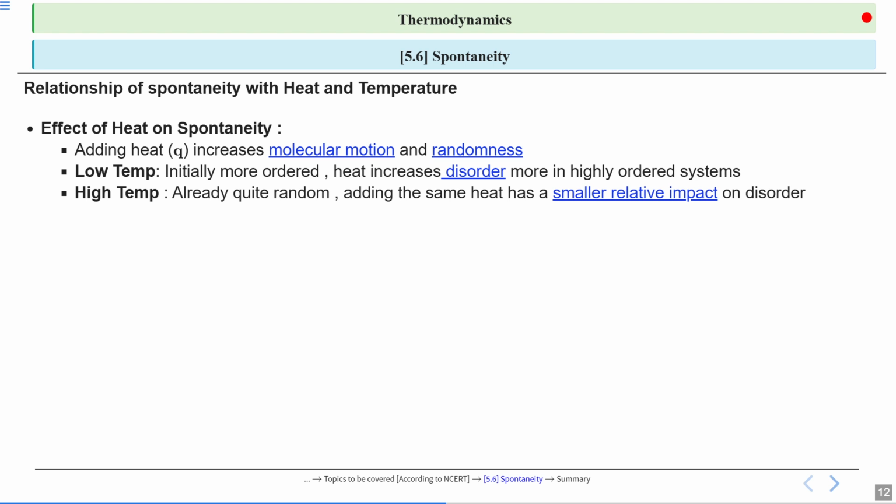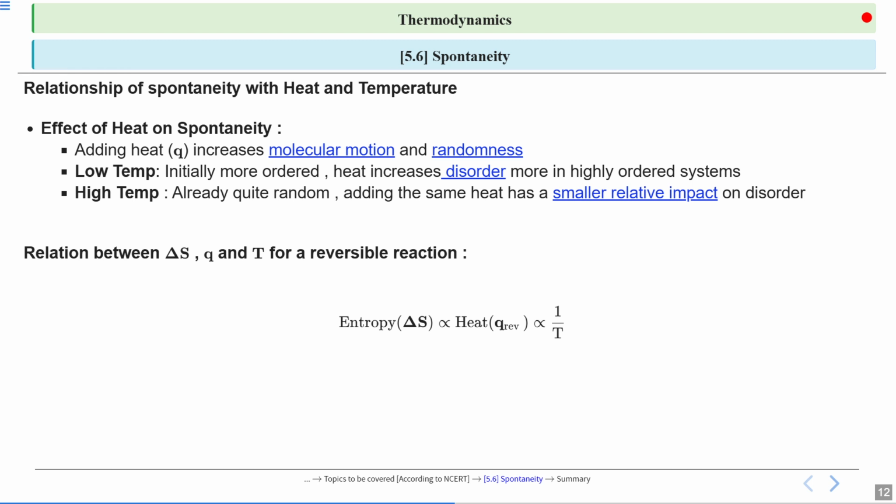You have to supply more and more temperature. So that takes time. So you have to supply more and more energy to increase its randomness because it is at a higher temperature. Therefore, we can conclude from here that low temperature is good for increasing the randomness and more amount of heat is good for increasing the randomness. Therefore, we can say for the relation between entropy, heat and temperature, that your entropy change is directly proportional to the heat supplied, and that also at reversible situation.